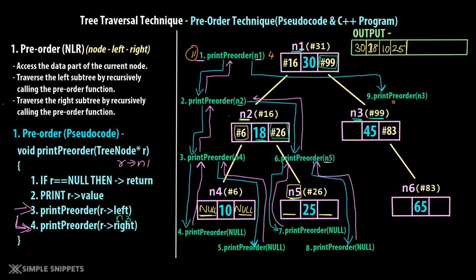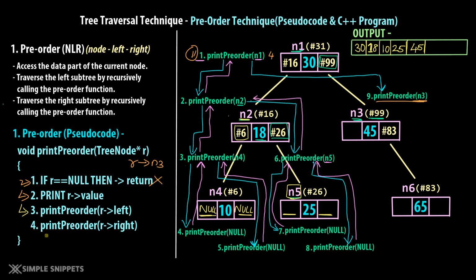Now we are calling 9th print preorder. We'll have to do it from the start, correct? Let's run this 9th print preorder from the start with the r value, that is the node, as n3. Okay, so r is now n3. This is the call. Step number 1. If r equals to null, r is n3, so r is not null, so this will not be executed. Step 2, print the r value. R is n3. What is the value inside n3? It is 45. So let's print that. I'm gonna write 45 over here. So step number 2 is done.